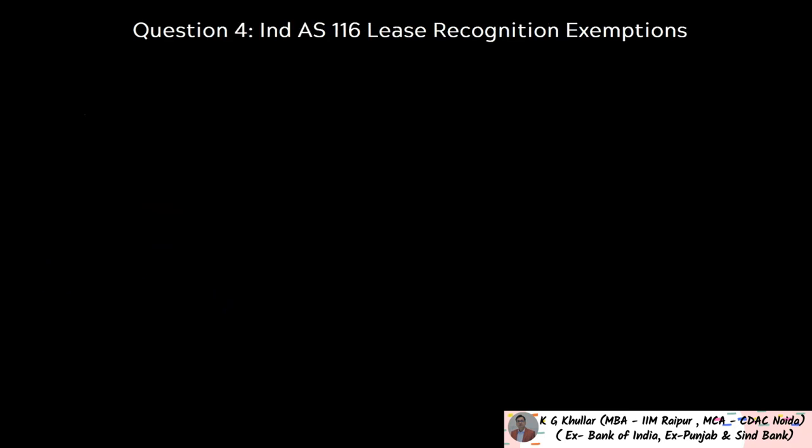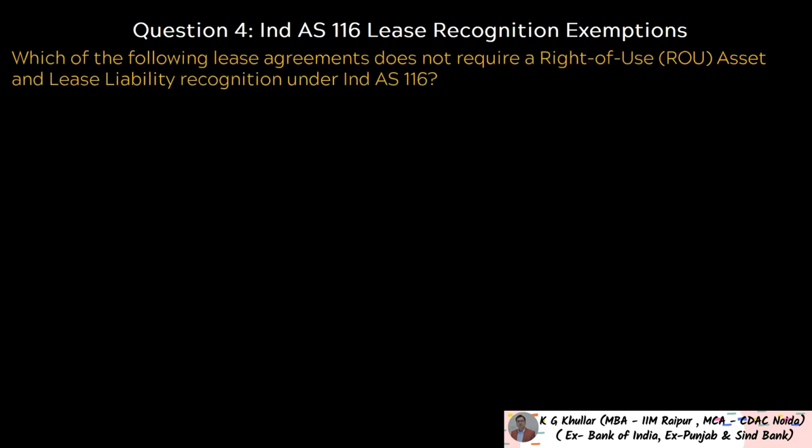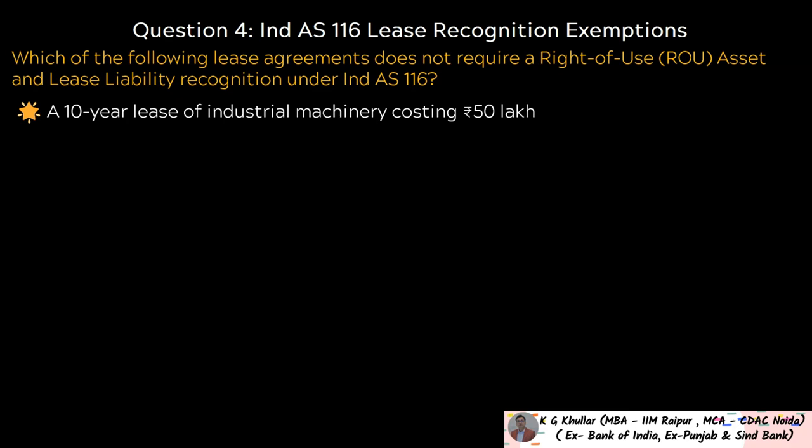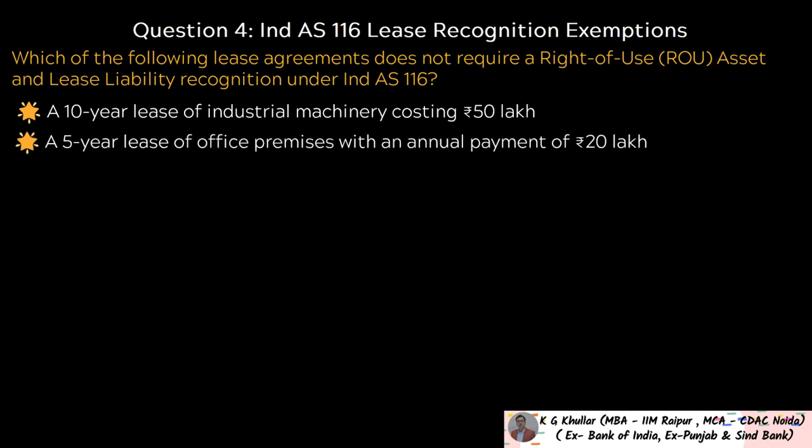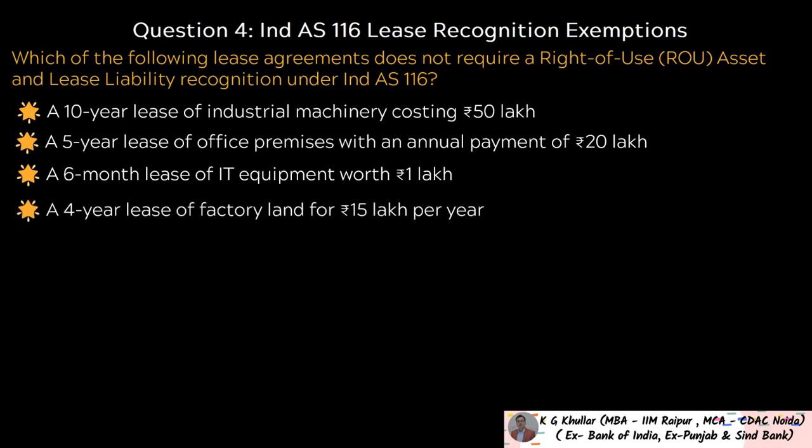Then the next question is: which of the following lease agreements does not require a right of use asset and lease liability recognition under Indian Accounting Standard 116? And these options are given to you. First option A is a 10-year lease of industrial machinery costing rupees 50 lakhs. Then second option B is a 5-year lease of office premises with an annual payment of rupees 20 lakhs. Then third option C is a 6 months lease of IT equipment worth rupees 1 lakh. Then last option D is a 4-year lease of factory land for rupees 15 lakhs per year.